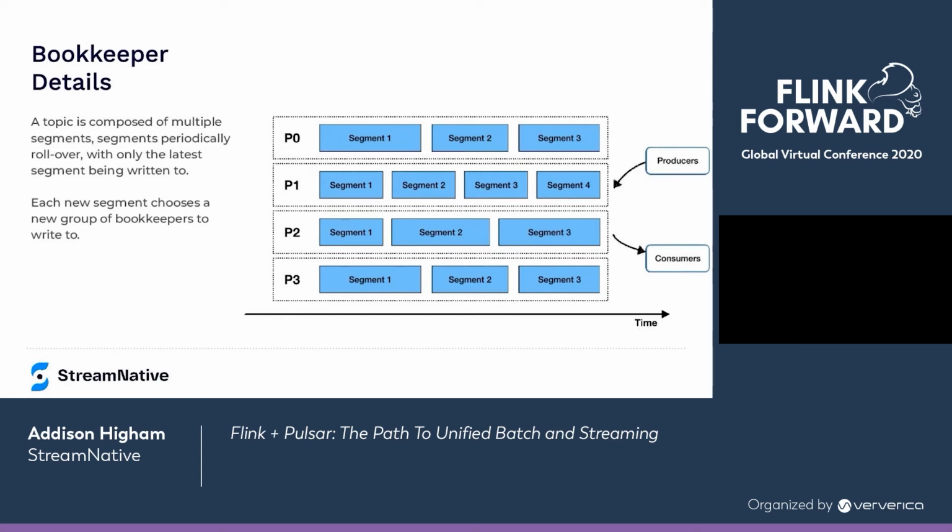In this diagram, we have a view of a topic that has 4 different partitions. Over time, each partition has a single segment open at a time. Once that segment is closed, it's sealed and no longer written to, and a new segment is opened. Once these segments are closed, we can move them off to different storage subsystems and have Pulsar read directly from them, which we'll talk about more.